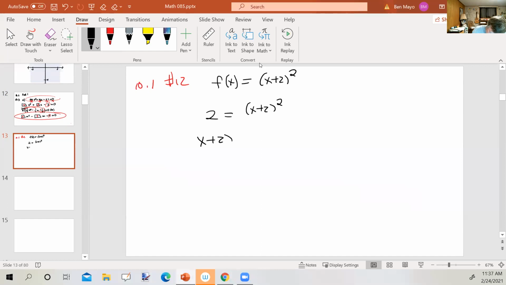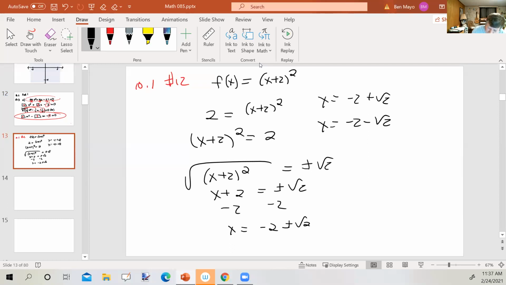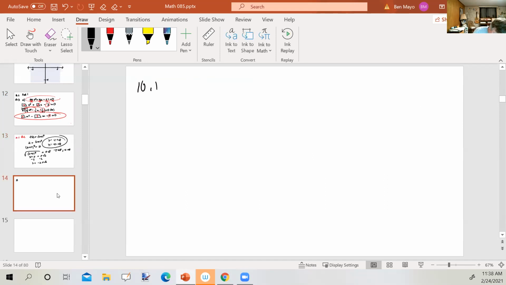Well, I'm going to rewrite it, putting the perfect square on the left. Then I'm going to take the square root of both sides. So I'm going to get x plus 2 equals plus or minus the square root of 2. Subtract 2 from both sides. So x equals negative 2 plus the square root of 2, and x equals negative 2 minus the square root of 2. Which in WebAssign, you'd write like this, separating with a comma. Okay, so that's number 12, going back to 10.1, and then here is 10.1, number 13.